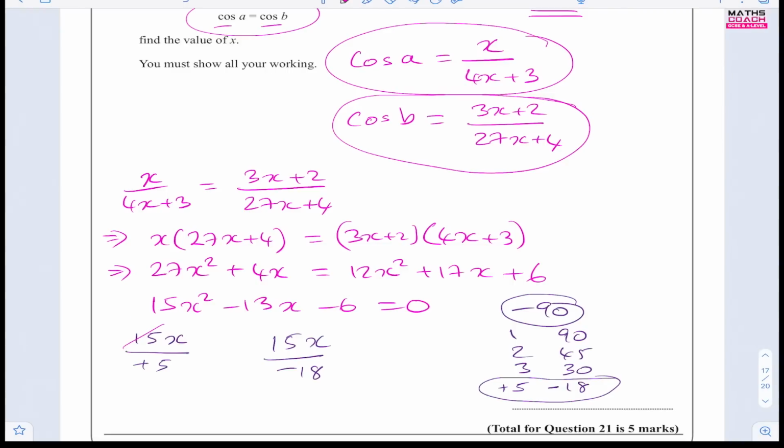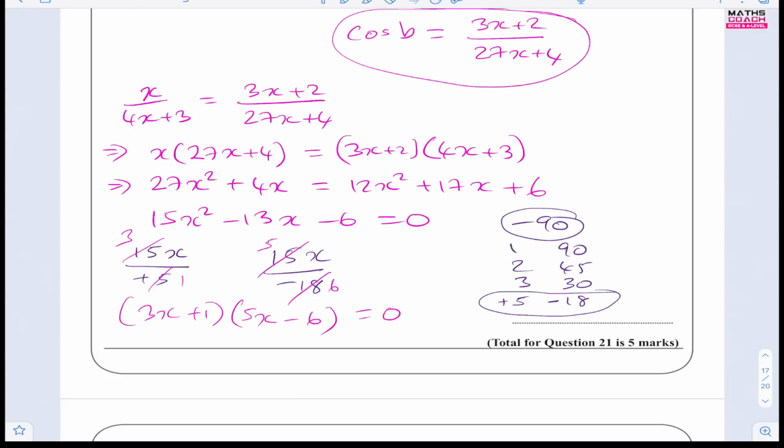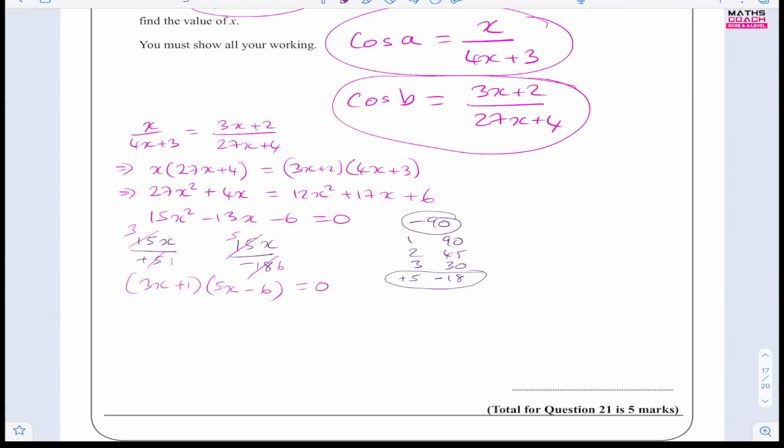So when you divide that by 5, you get 3x on the top and 1 on the bottom. So you have 3x plus 1 as one bracket, and the second one you can divide by 3. So when you divide 15x by 3, you get 5x, and divide that by 3, you get minus 6. So the second bracket is going to be 5x minus 6. And that's, remember, equal to 0. Let's go ahead and make some room now.